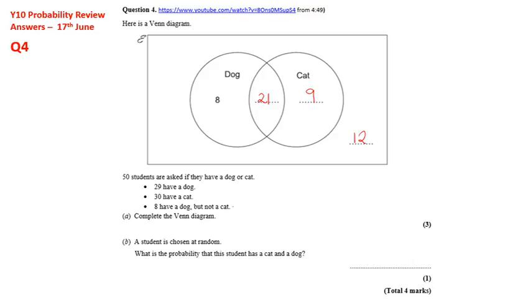The student is chosen at random. We want the probability they have a cat and a dog. So how many have a cat and a dog out of how many altogether? How many have a cat and a dog is 21 in the overlap. Out of how many altogether, there were 50 students that were asked.